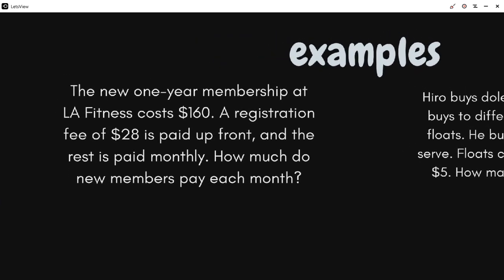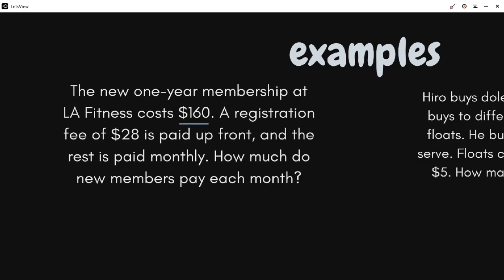The new 1-year membership at LA Fitness costs $160. A registration fee of $28 is paid upfront and the rest is paid monthly. How much do new members pay each month?